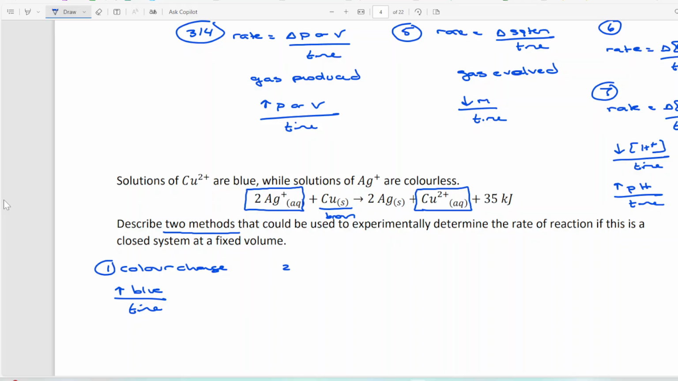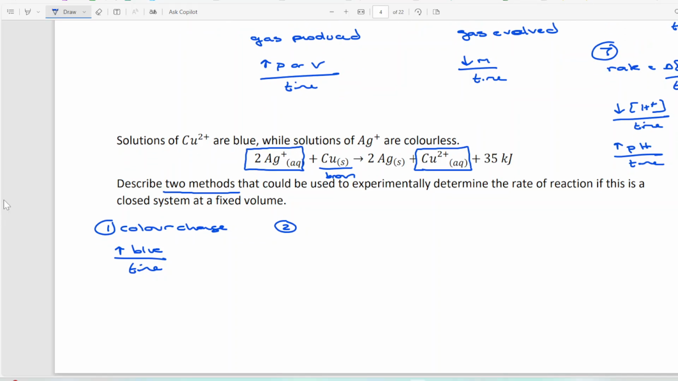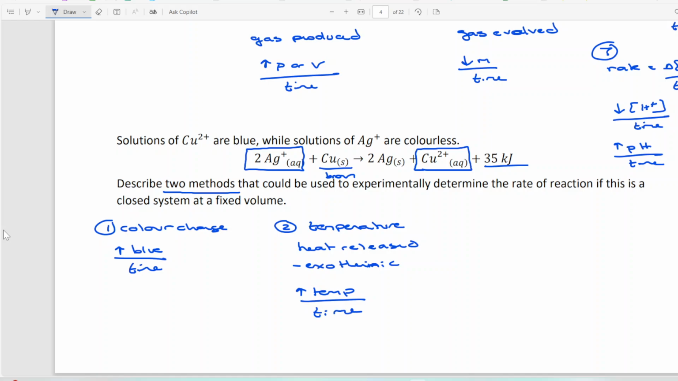Okay. Secondly, what else could we use? So if the second one is temperature, could we use temperature for this one? Yes. Why? Because heat is released, making this an exothermic reaction, which means you would have an increase in temperature over time.